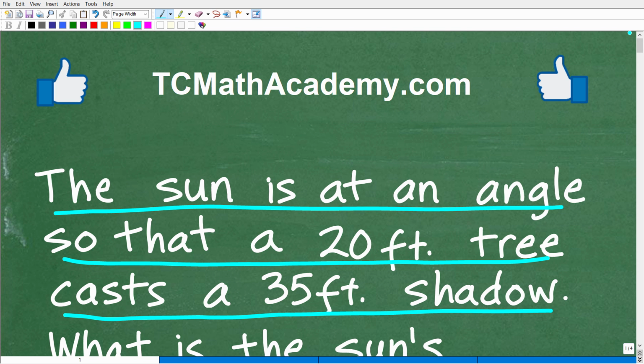Feel free to use a calculator. And if you have the answer, put that into the comment section. I'll show you the correct answer in just 1 second. And then, of course, I'm going to walk through the solution to this problem step by step.